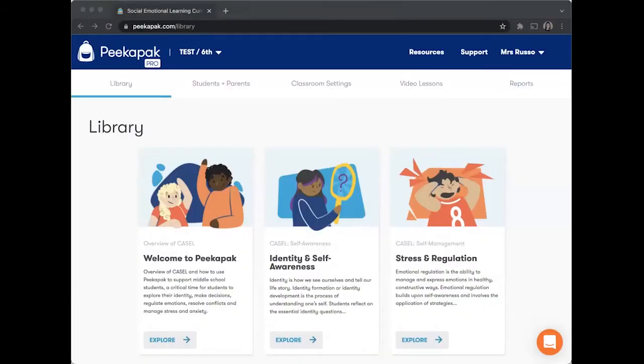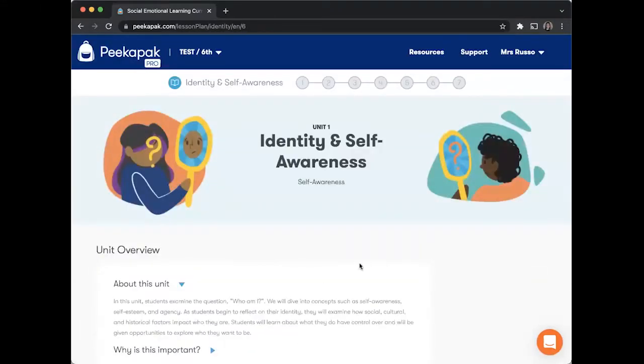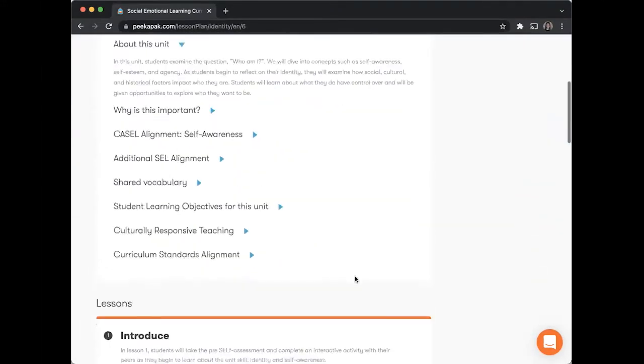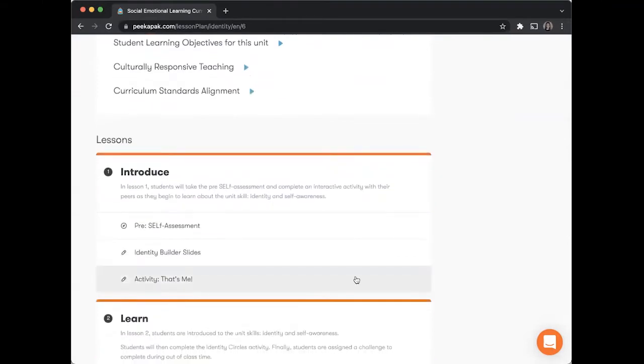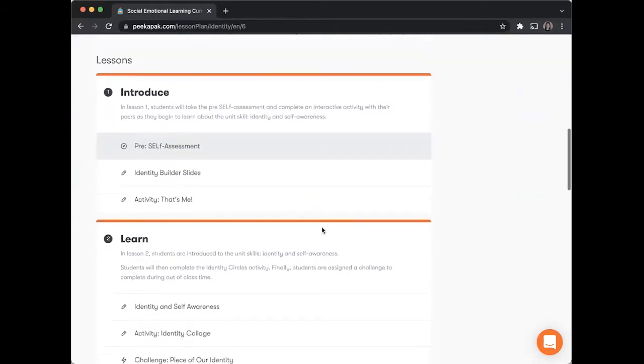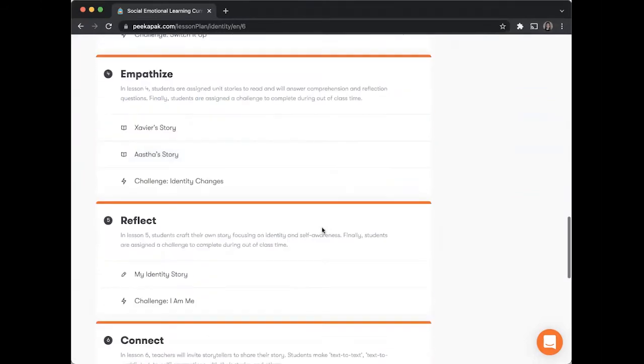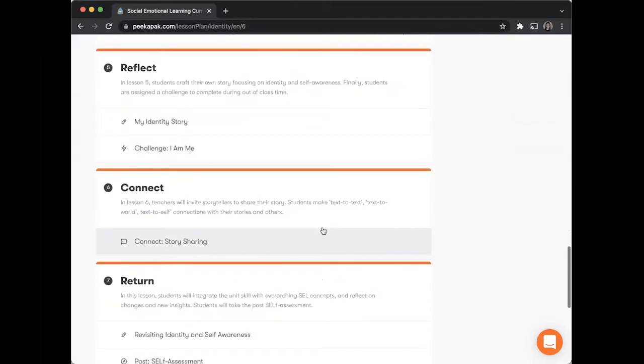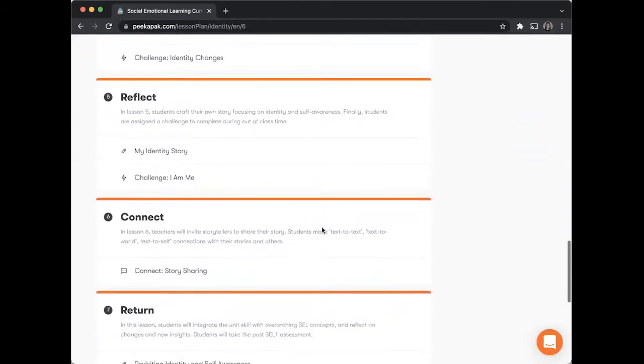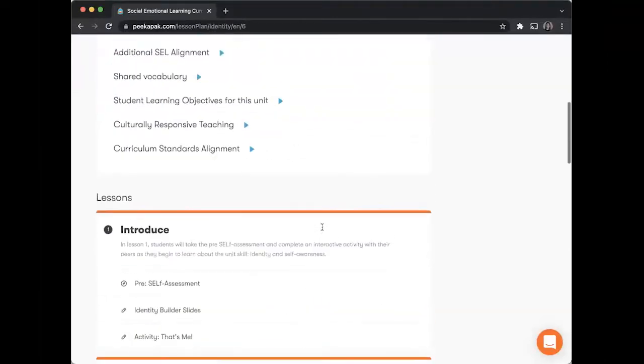In this next section, we're going to talk through what it looks like at the unit level when we dive in and look at the 7 lessons that go into each unit. Let's take a look at Unit 1, Identity and Self-Awareness. All of our units have the same lesson flow, and that's introduce, learn, discuss, empathize, reflect, connect, and return. So those are the 7 lessons that go into a unit.